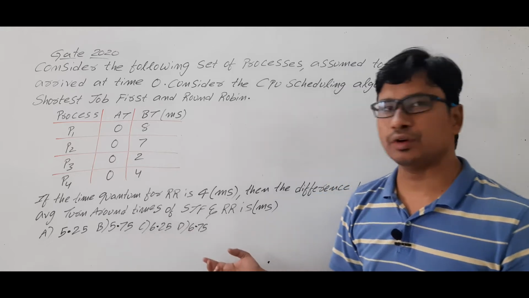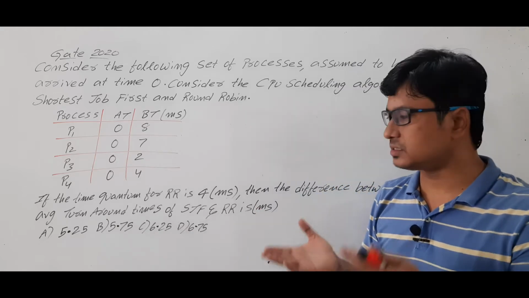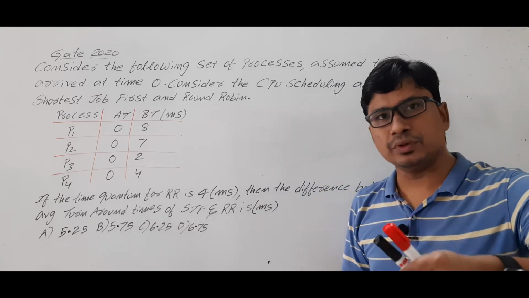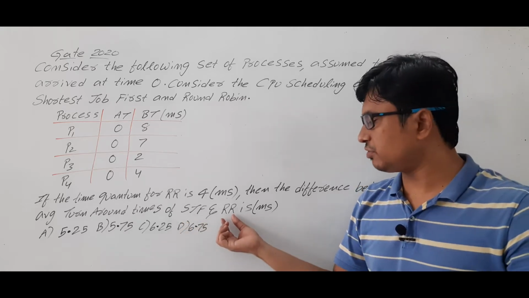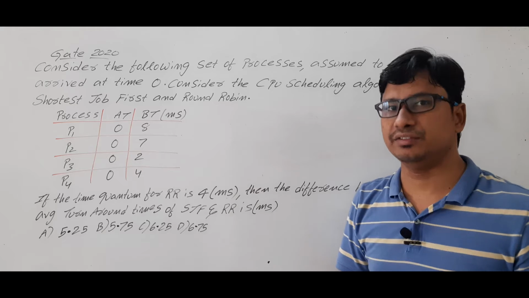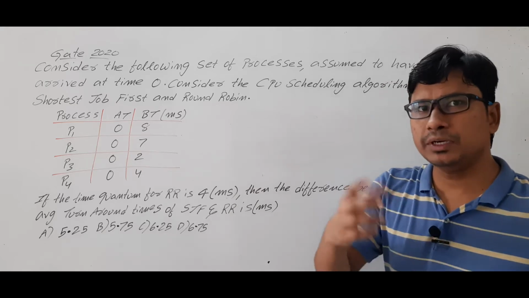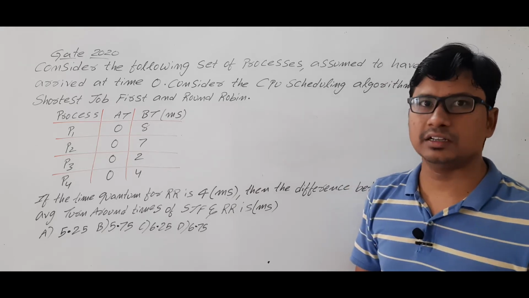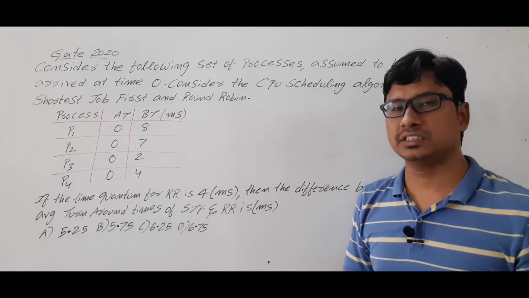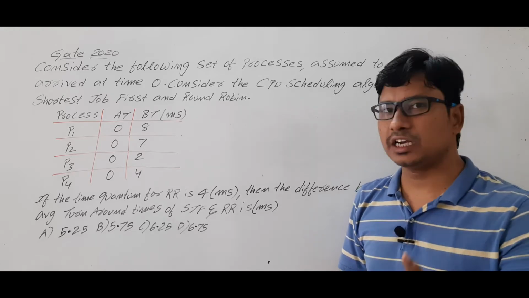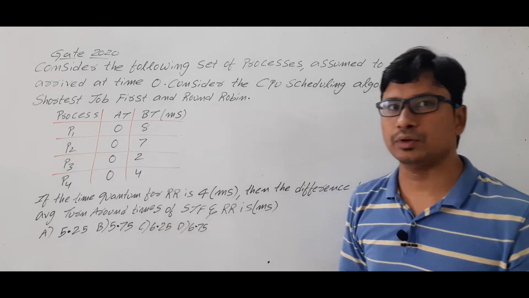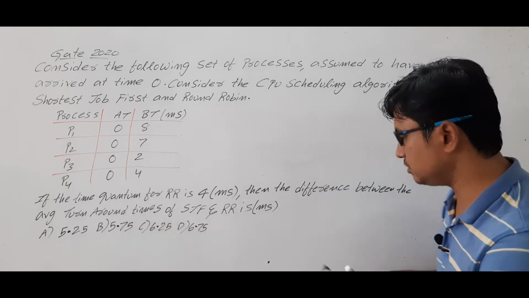They have given four options, option A, B, C, D. We need to compute the average turnaround time of shortest job first and the average turnaround time of round robin, and we need to find the difference. Now coming to the shortest job first scheduling algorithm, the criteria is burst time and the mode is non-preemptive. So first let me compute the average turnaround time of shortest job first.